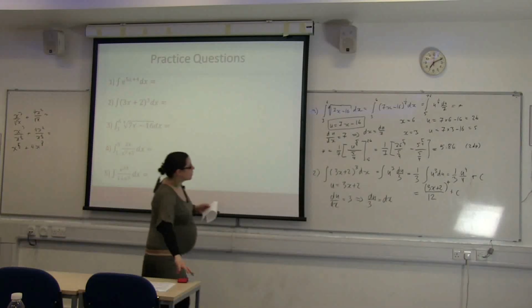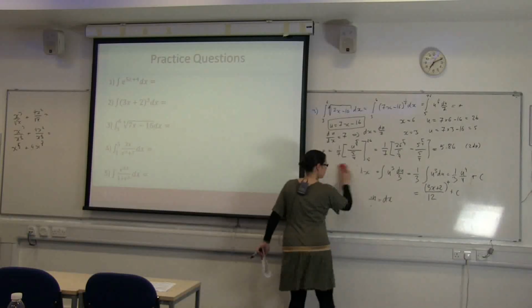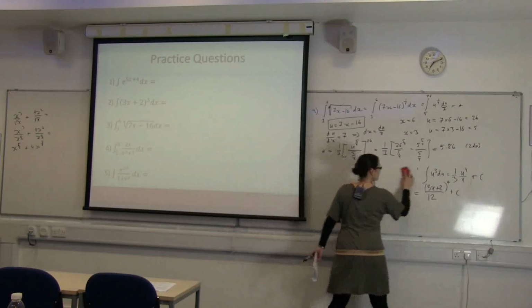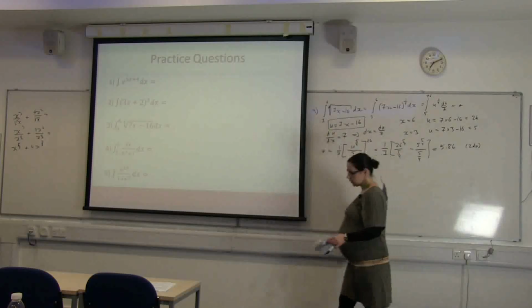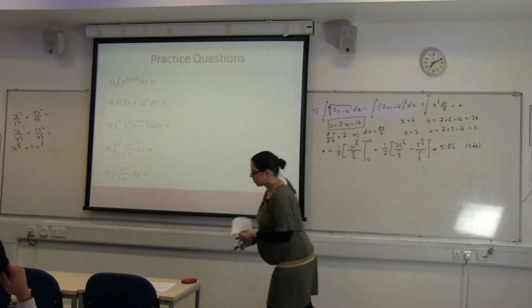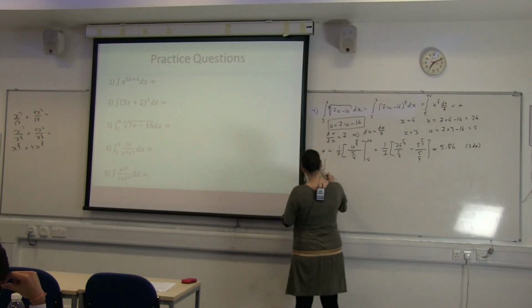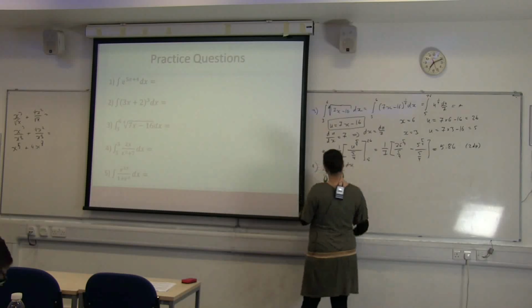Okay, so that was example 3. So let's look at example 4. Integral from 1 to 3 of 2x over x squared plus 7 dx.